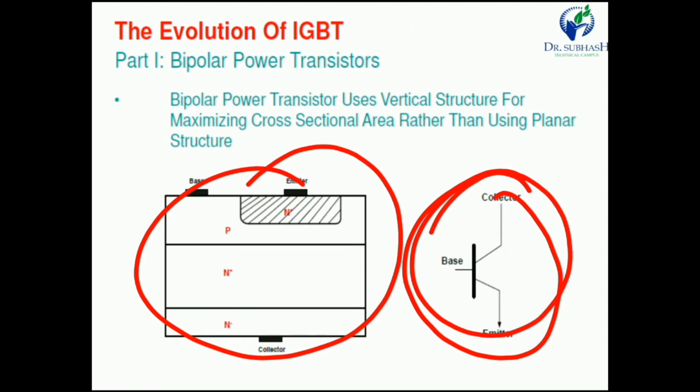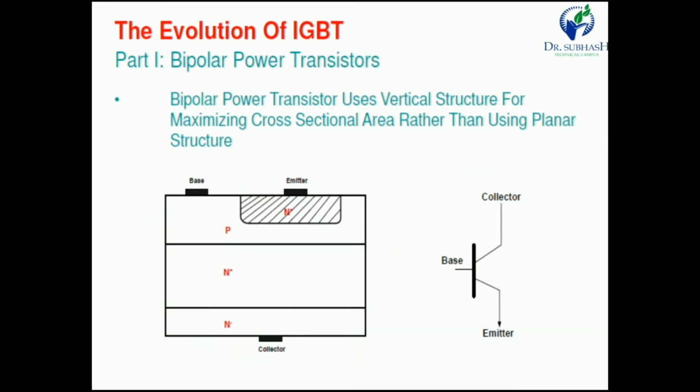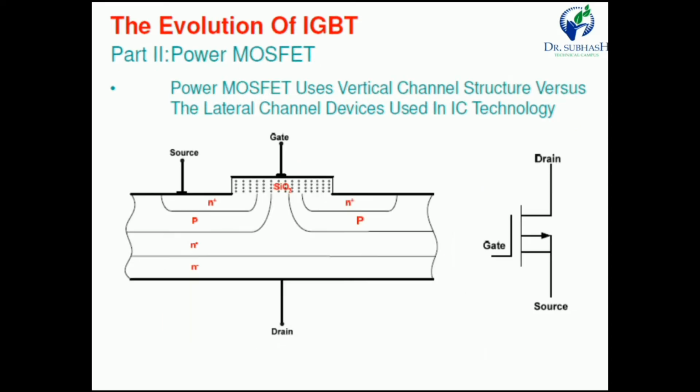In the power transistor symbol, you have to draw a border line, so we can easily identify that this is the power transistor. In a transistor there are three terminals: collector, base and emitter. It is simply a PN junction, NPN or PNP. Here this transistor is an NPN transistor. Now next is the power MOSFET.